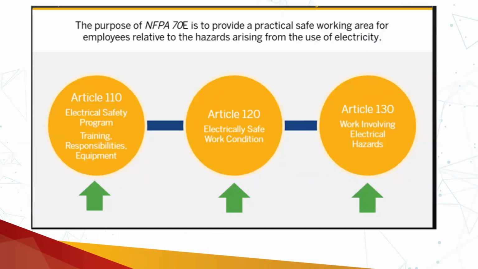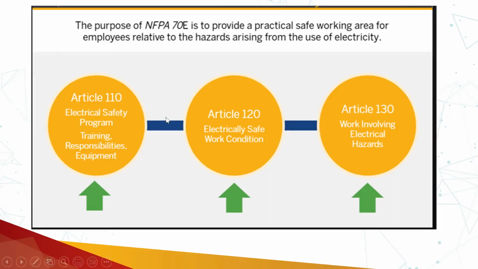In article number 110, we covered the electrical safety program. What are the elements of the electrical safety program? There were 13 elements we discussed. Then we discussed the training requirements for qualified and unqualified employees. We talked about employee responsibility, host employer responsibility, and contractor employee responsibility. And then we discussed equipment selection and the utilization of those equipment in the right place.